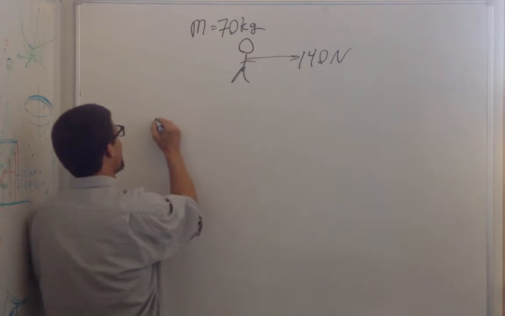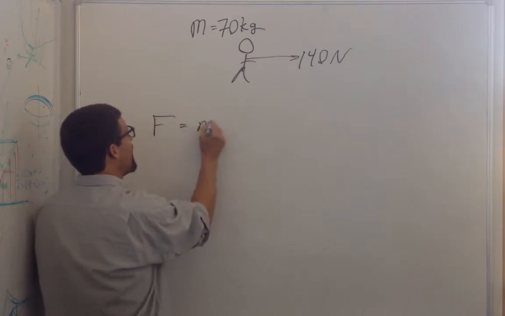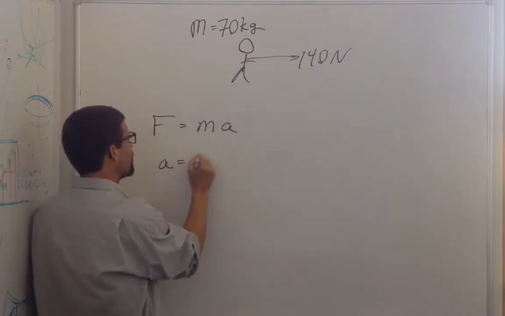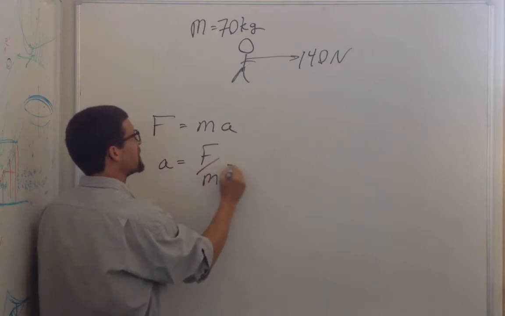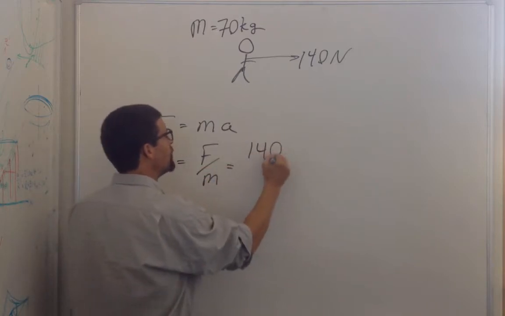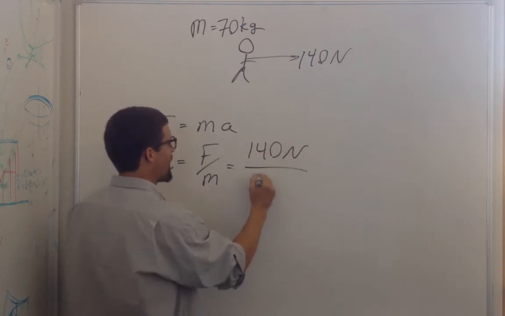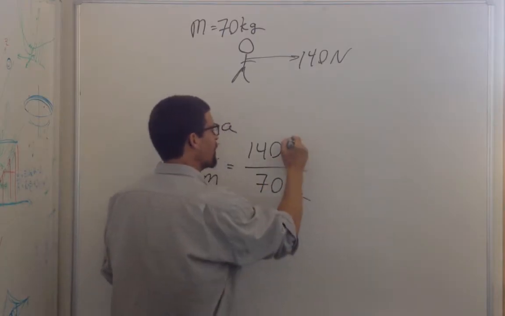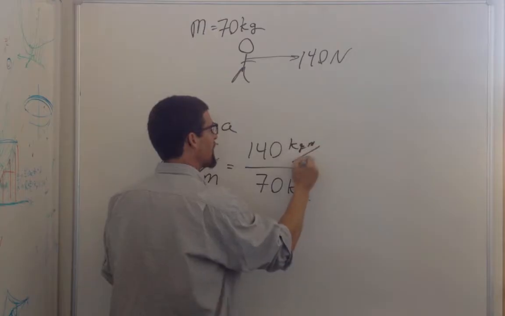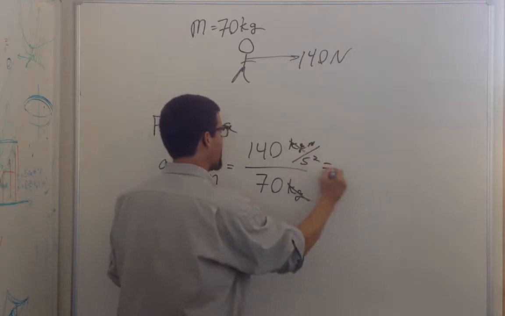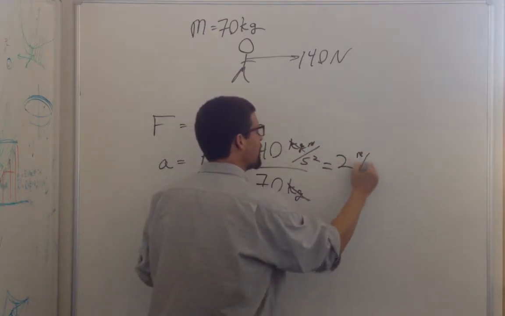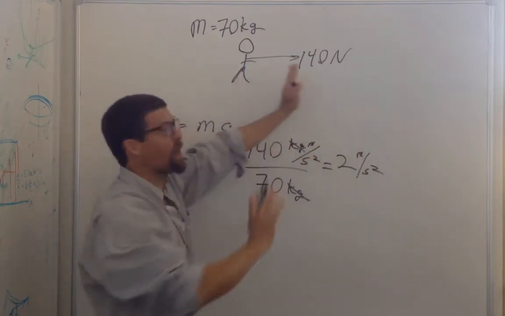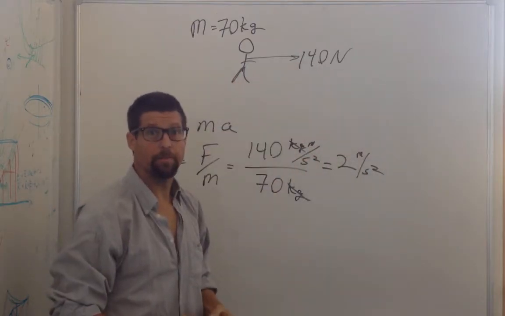So I can say, yeah, F equals ma, acceleration equals force divided by mass, which is 140 newtons divided by 70 kg. A newton is a kilogram meter per second squared. Kilograms cancel, and I have 2 meters per second squared. I accelerate in this direction.